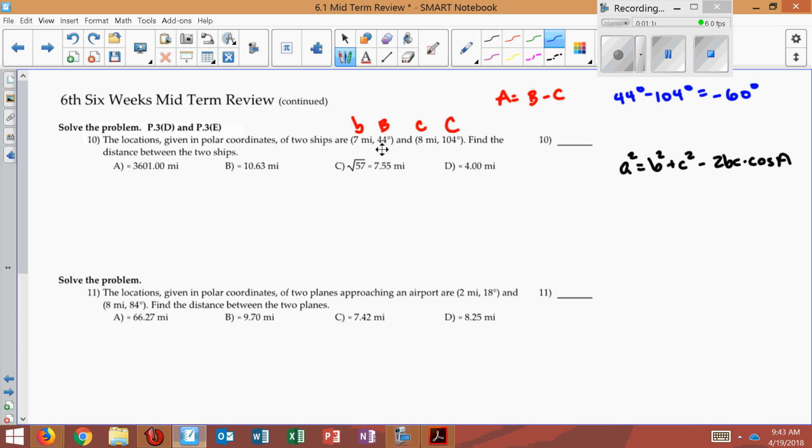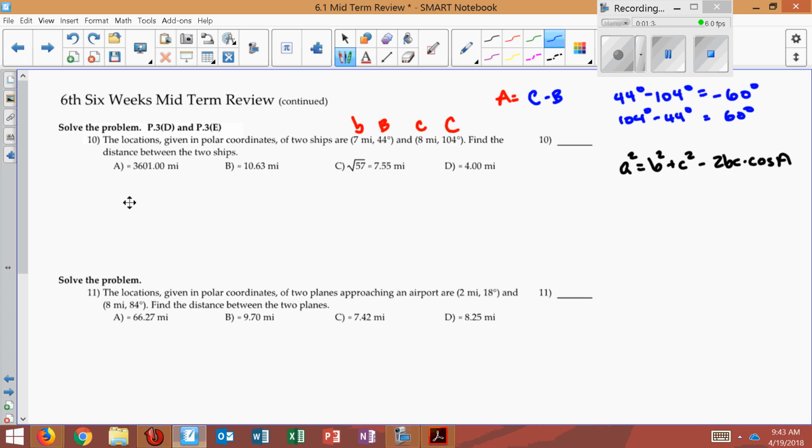Or since it's cosine, cosine's an even function, it doesn't matter. You could switch the order if you so desired, and you'll still get the same answer. You could say this is C minus B and flip this, so it'd be 104 minus 44. Both of these are degrees, and so we could use positive 60 if we so desired.